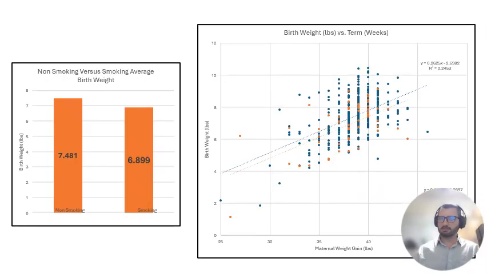The other one that I selected was a binary variable of smoking status, non-smoking versus smoking. Basically, there's about a half a pound difference between the averages in the data set, and you can see it more on the graph showing that versus term, seeing the difference between the two. So clearly there's something there to investigate.